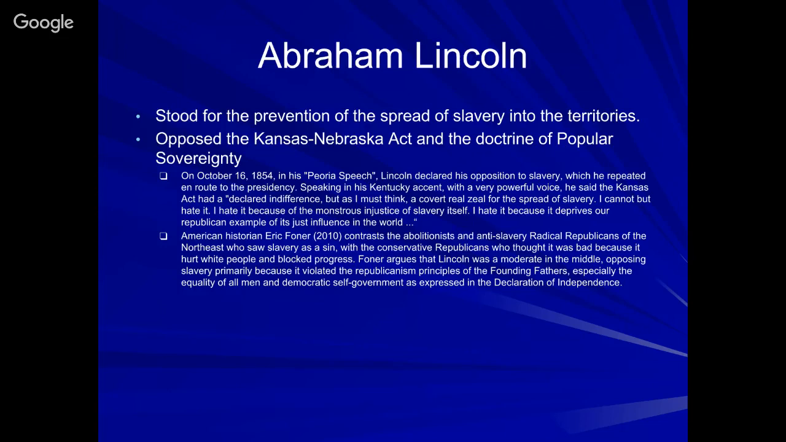In October of 1854, in his Peoria speech, Lincoln declared his opposition to slavery, which he repeated en route to the presidency. Speaking in his Kentucky accent with a very powerful voice, he said the Kansas-Nebraska Act had a, quote, "declared indifference, but, as I must think, a covert real zeal for the spread of slavery. I cannot but hate it. I hate it because of the monstrous injustice of slavery itself. I hate it because it deprives our republican example of its just influence in the world."